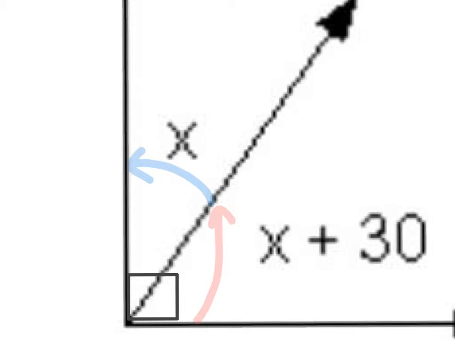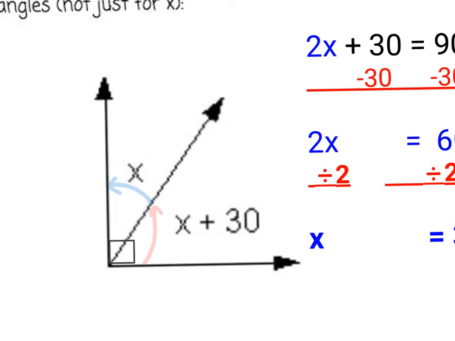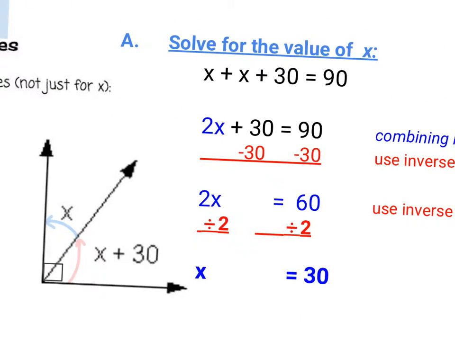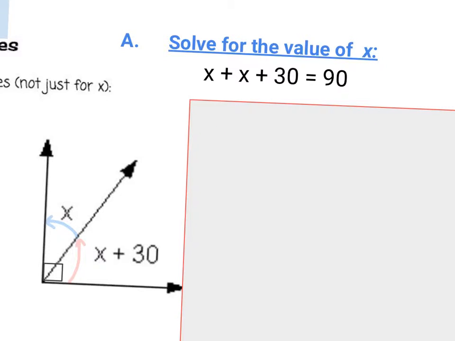If I know that the blue and the red angles together have to add up to 90 degrees, how would I write that algebraically? You know that the sum of those two little angles equals 90 degrees. So x plus 30 plus x together equal 90 degrees. And if x plus 30 plus x is equal to 90 degrees, now I have a two-step equation. What do I do from here?